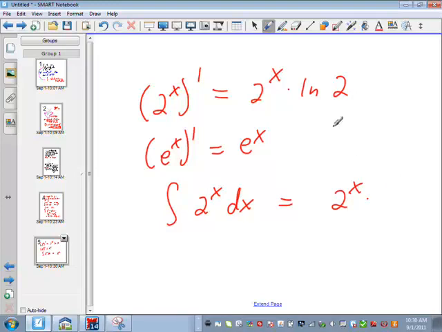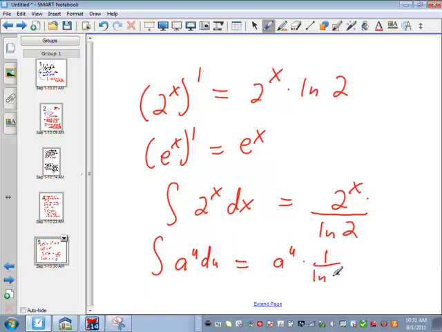Inverse operation, divide by it. Just divide by it. So in general, I didn't write this one, but the antiderivative of a to the u du is equal to a to the u times 1 over the natural log of a.